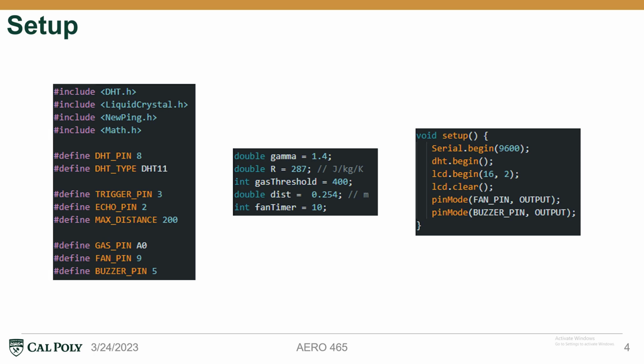The setup of the code was divided into 3 main sections. First, the library calls, pin definitions, and sensor type definitions. Second, we define some constants, gamma and R for air, the threshold above which the gas sensor will be triggered, the distance between the ultrasonic sensor and the wall, and a timer so that we can shut off the fan after a few seconds once gas is detected. The actual setup function is very simple. First, we initiate serial communication, although it's not necessary for this device. Then we initiate the sensors and set the pins to the correct output mode.